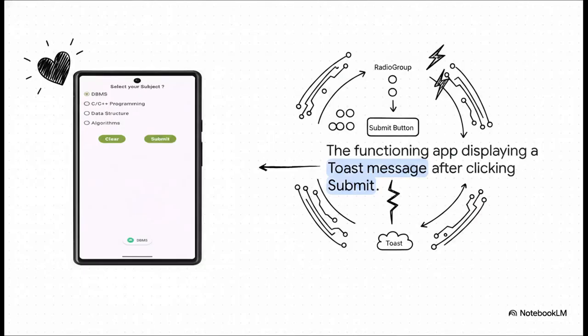And here is the final product. Clicking Submit triggers our logic, grabs the selected radio button, and pops up a tiny message at the bottom of the screen, which is called a toast. Just like that, the circuit is complete. The app is officially alive.